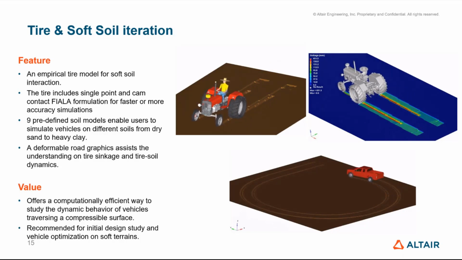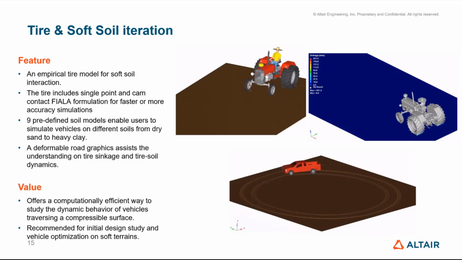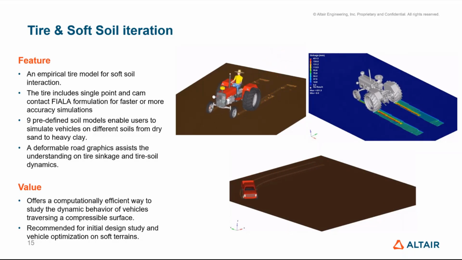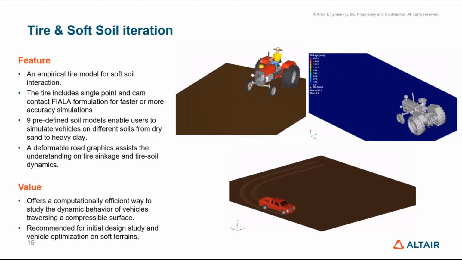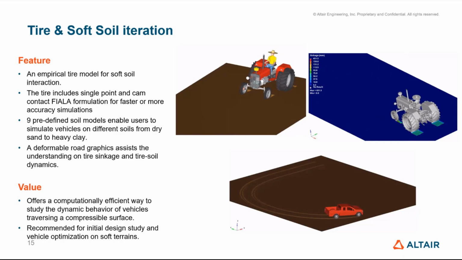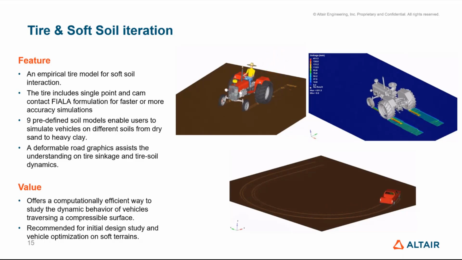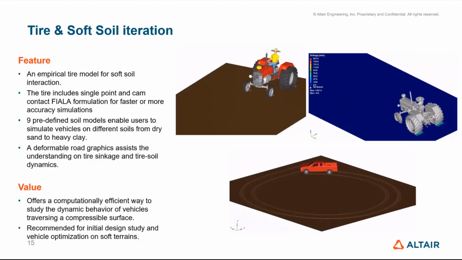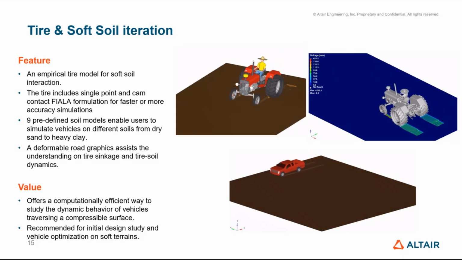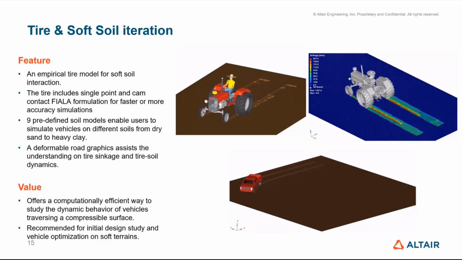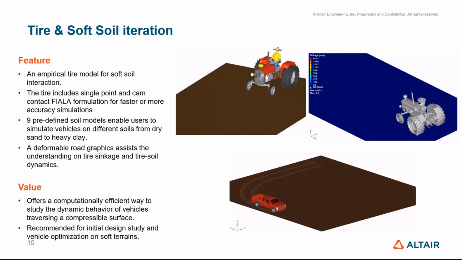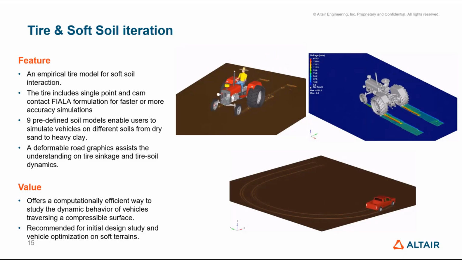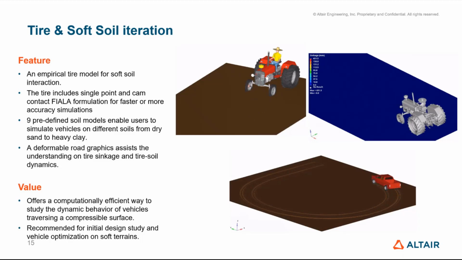Furthermore, we also have 9 predefined soil models to simulate the vehicle on dry sand all the way to heavy clay. This will give you then a good initial start with your design. And of course, you can then also provide user-specified soil data if you need to refine your simulation. As you can see, the animation also includes ground sinkage, which allows you then to quickly validate your simulation. We believe that this new tire model is particularly useful for early design studies. For more detailed simulation, you can then transition to MotionSolve in EDEM coupling or co-simulation.